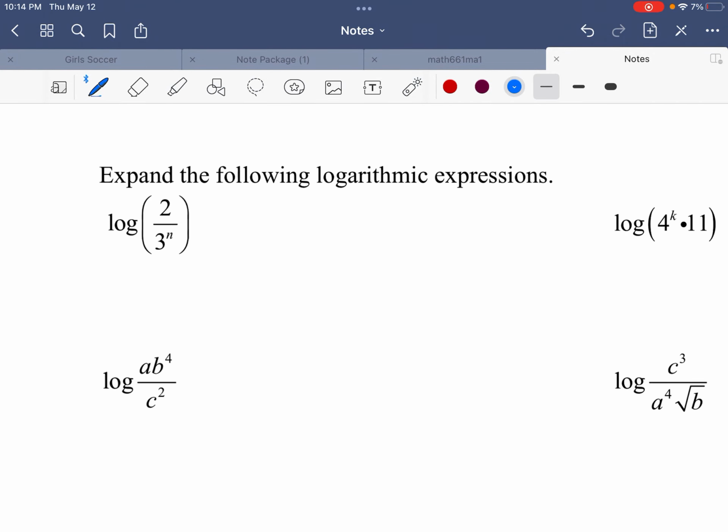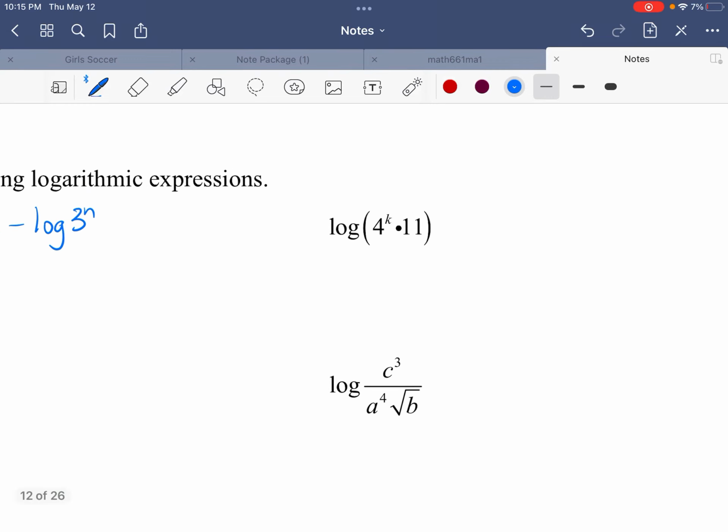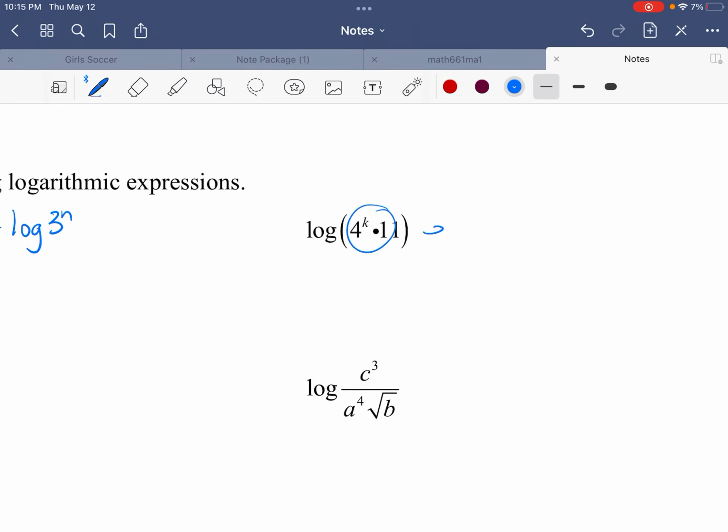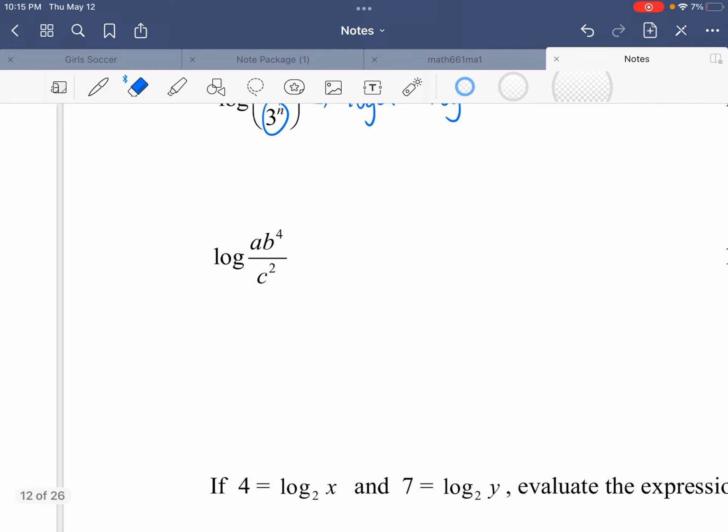All right, expanding the following logarithmic expressions. We have two things being divided. So if we separate this into two logs, that means you subtract the two. We're multiplying, so if we separate this into different logs, we get log 4k plus log 11. Okay? Multiplied parts in the argument mean that you are adding the two separate logarithms.